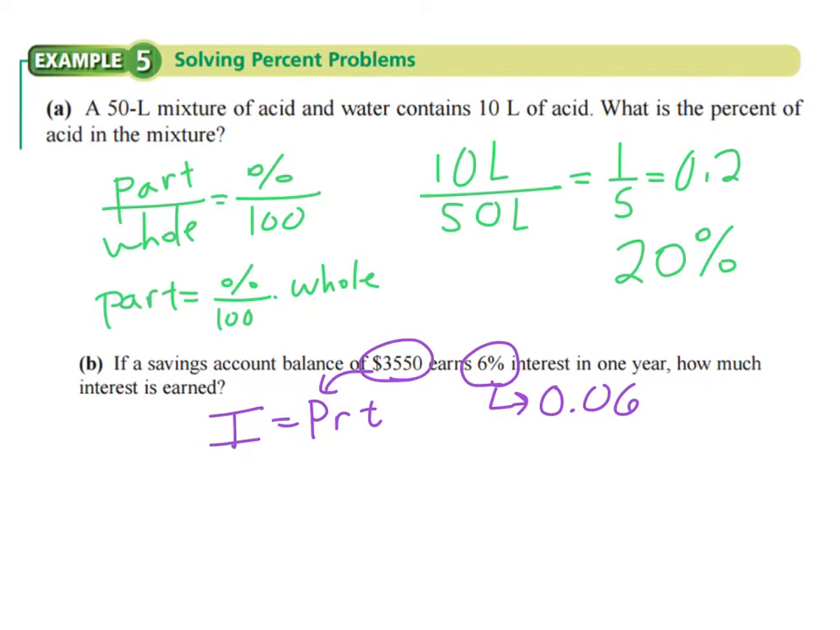If you used 6, that would be 600%, which of course would give you way too much money. You should figure that out. And then they say 1 year, so the time would be 1 year for that one.